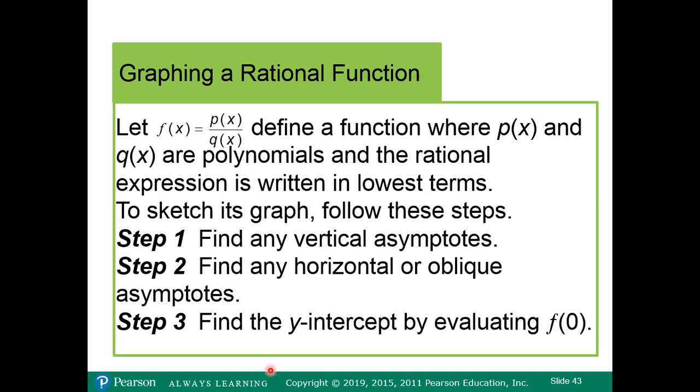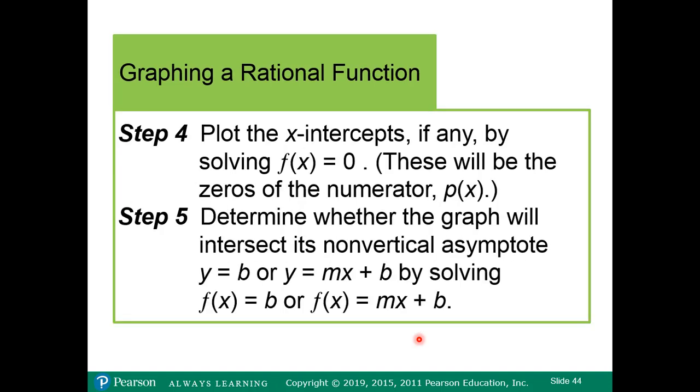And then 3, find the y-intercept by evaluating the function at 0, so when x is 0. 4, plot the x-intercepts, if any, by solving for f of x equal to 0, right? So in other words, the numerator equal to 0. Okay. 5, determine whether the graph will intersect its non-vertical asymptote.